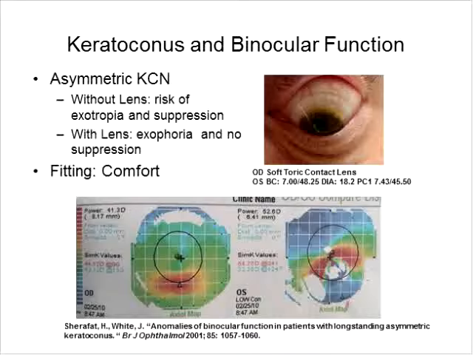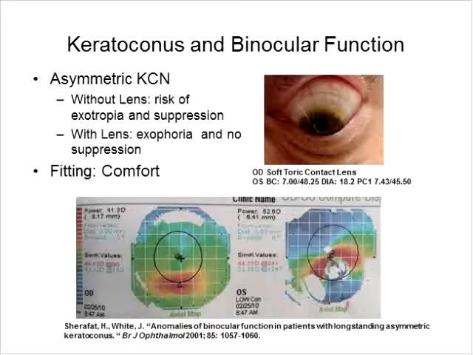Ever wondered why some patients with keratoconus seem to desperately need a lens in the poorer eye and others can't tolerate it? There was a study done which revealed that binocular function breaks down with long-standing asymmetric keratoconus. This is due to unilateral visual deprivation. Without a scleral lens in the worst eye, all patients had exotropia and suppression. With a scleral lens, over half the patients had aphoria, most had no suppression.